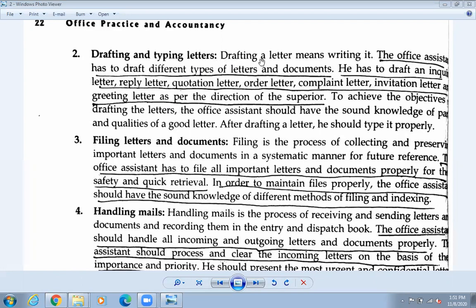Right? So drafting a letter means writing it. Either you need to write it by hand or you need to do the typing. In today's time handwritten letters are not used because they don't look good. So for attractiveness, what you need to do?